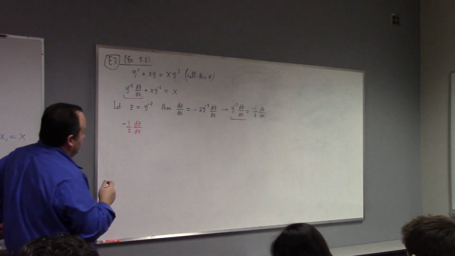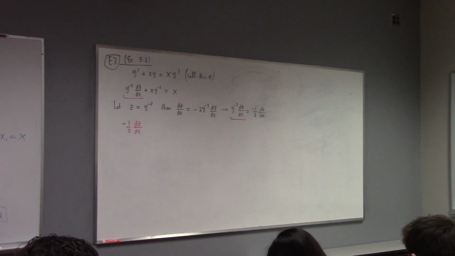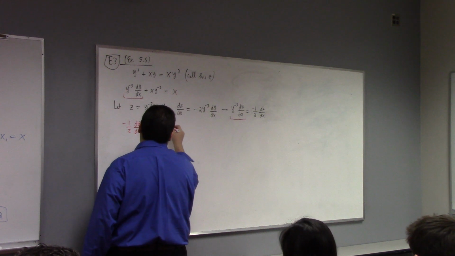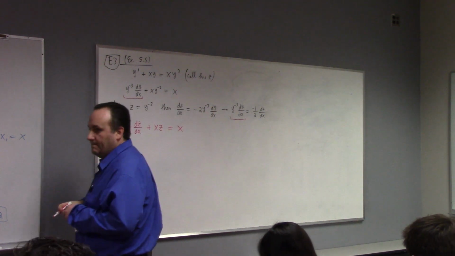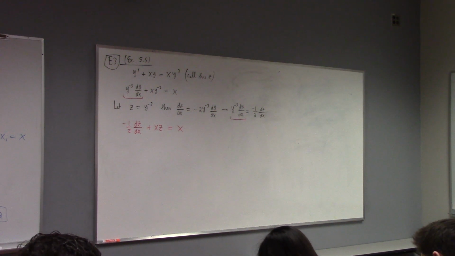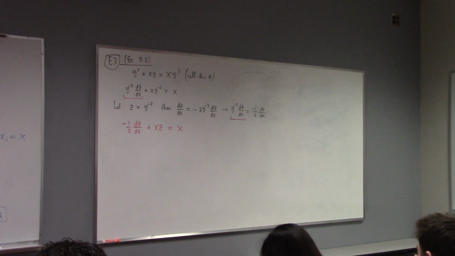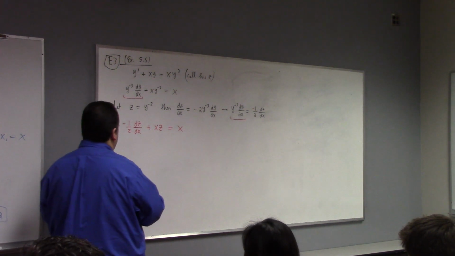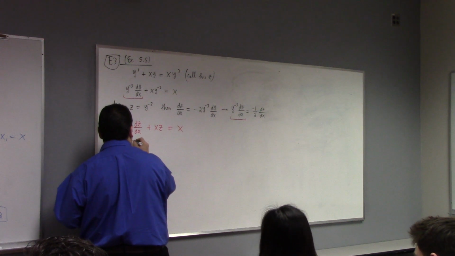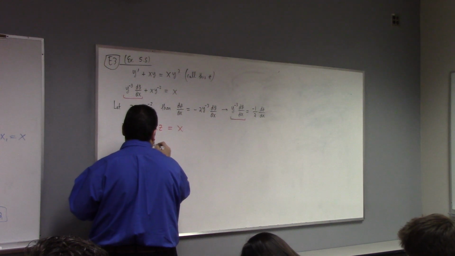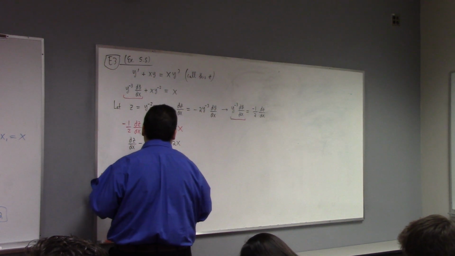right? And what would xy to the minus 2 be? xz, right? So plus xz equals x. And now we're almost to a linear differential equation in x and z, which we learned how to solve yesterday in the letter y rather than the letter z. So let's multiply by minus 2. What does this give us? This gives us dz dx minus 2xz equals minus 2x.